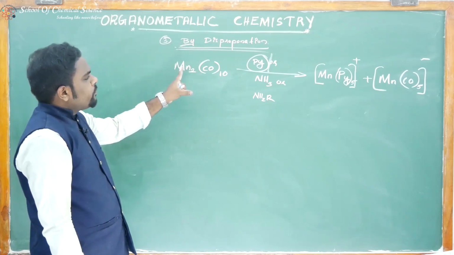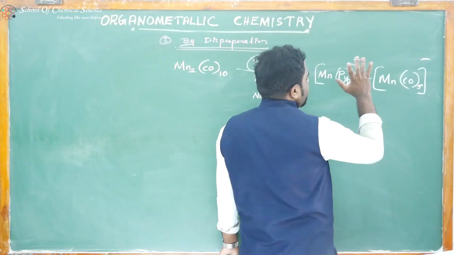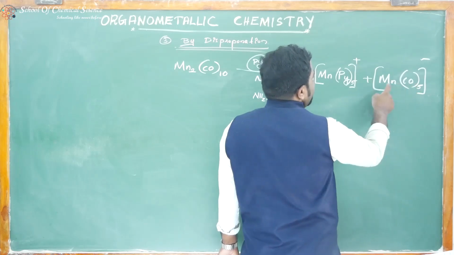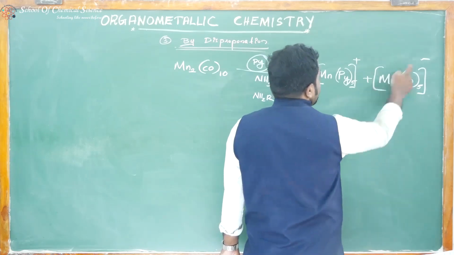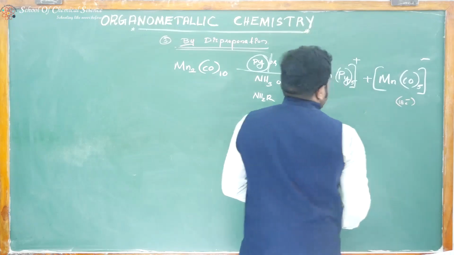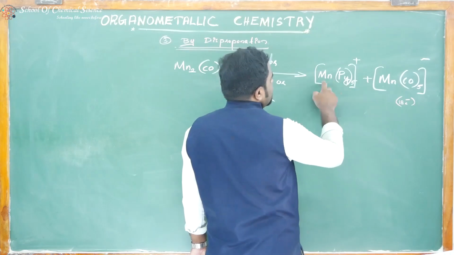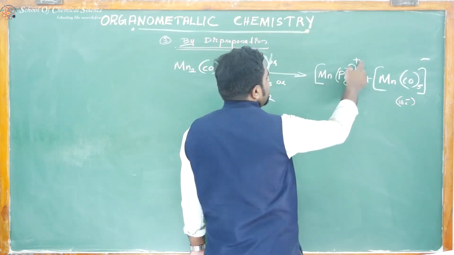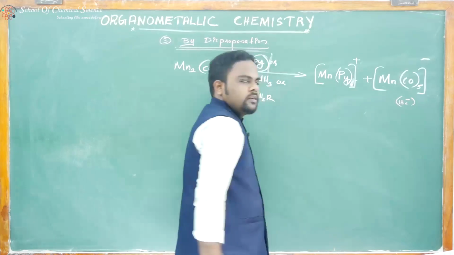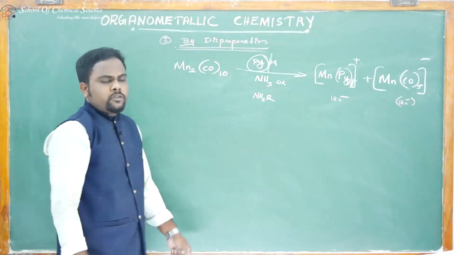So how to find the electron count also? Carbon monoxide is a 2 electron donor. 2 electron donor means 10 plus 7, 17 plus 1, 18. This is an 18 electron species. Then here pyridine is also a 2 electron donor. So 6 into 2, 12 plus 7, 19, minus 1, 18. Here it is not pyridine 5, it is pyridine 6. That is a correction. This is also 18 electron. Your product must be an 18 electron species.